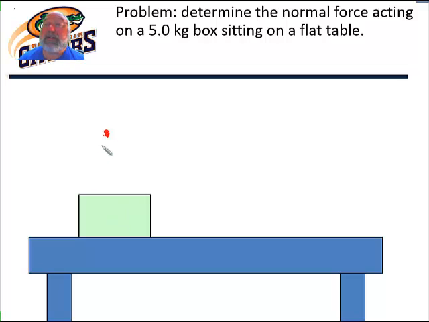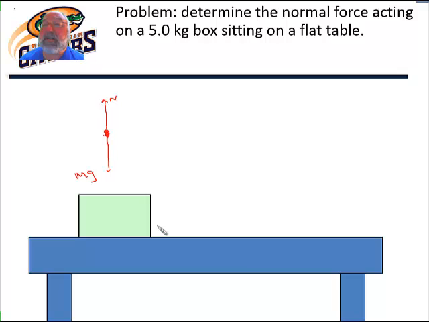The easy one is the force of gravity, or the box's weight. Everything will always have one of those, and they always point straight down towards the center of the earth. Label it m times g, and that's the weight, or the force of gravity. And then the table is pushing up on the box, and we call that force from the surface of the table the normal force.